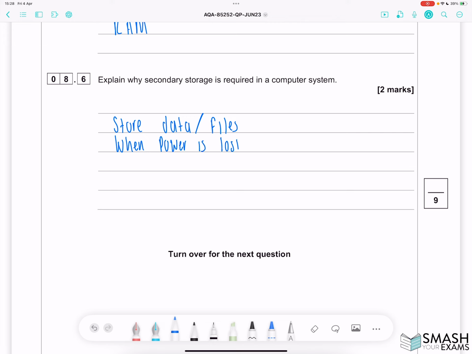Now, when power is lost could mean just that, if we had a power shutdown or we lost power unexpectedly, but it also means when we just want to shut our computer down and come back to it another day. So when it stores our data, stores our files, stores our software, however you want to phrase that is absolutely fine, when the computer loses power. Okay, they are your two key bits. What does it store and when? That's where our 2 marks would be made available there.